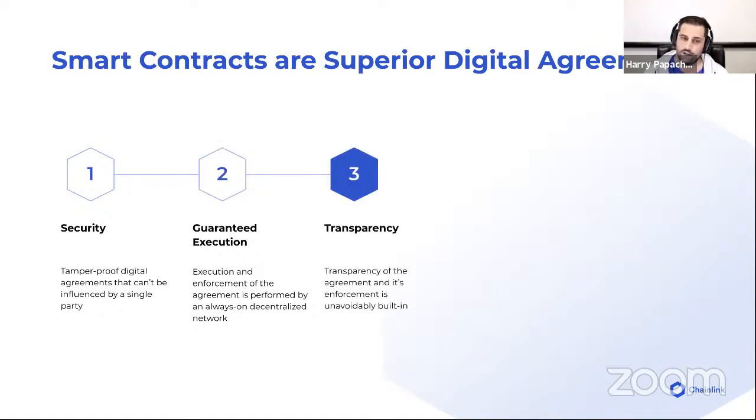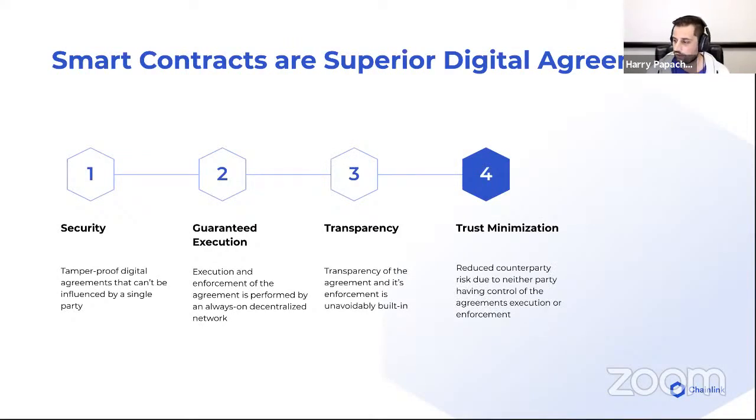3, transparency. So in a traditional digital agreement, transparency is usually hidden from certain participants for reasons, whereas in a smart contract scenario, the transparency of the agreement and its enforcement is unavoidably built in, right? 4, trust minimization. So we get reduced counterparty risk. Because of the blockchain and decentralized infrastructure, we can interact and participate and do things with each other without having to trust each other as much, because we're trusting the decentralized infrastructure that is the blockchain and the smart contracts running on it.